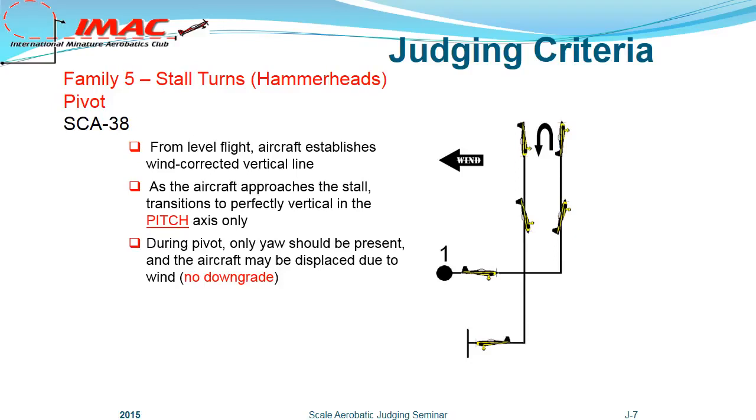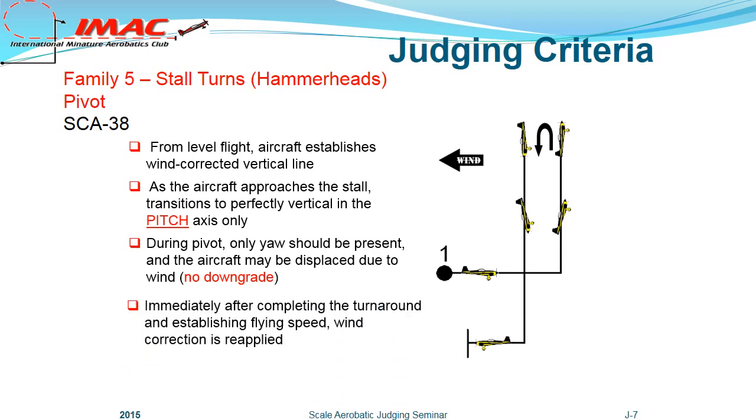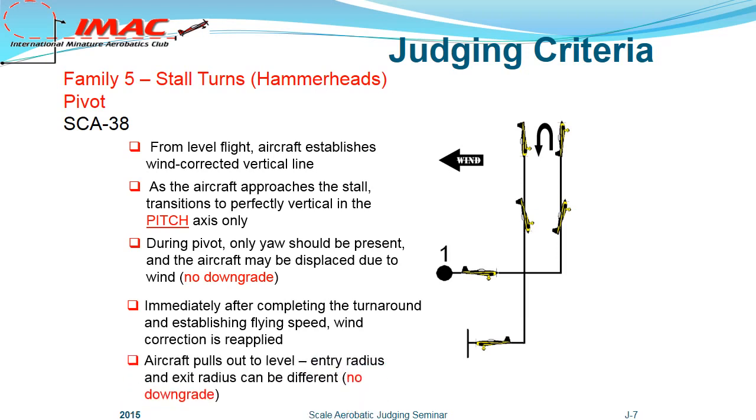As with a crosswind situation, there is no deduction for drift in a stalled or near-stalled condition. Once the pivot is complete, the reference point for the vertical downline is established. When flying speed on the downline is regained, the pilot re-establishes the necessary wind correction. At the bottom of the line, the aircraft returns to level flight. Note that the entry and exit radii can be different with no penalty.